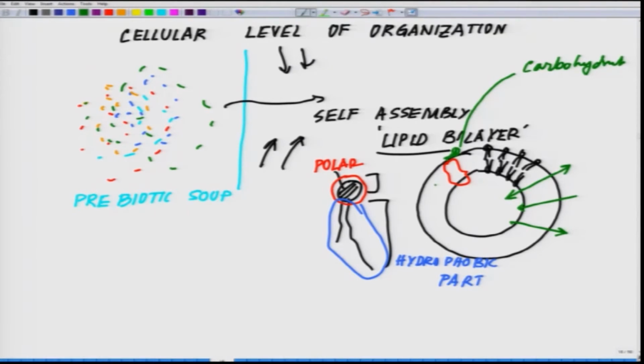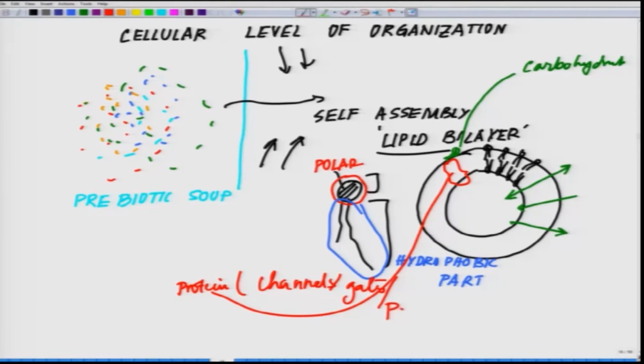So, if you see a membrane itself, these are proteins which are forming channels, gates, pores, pumps.